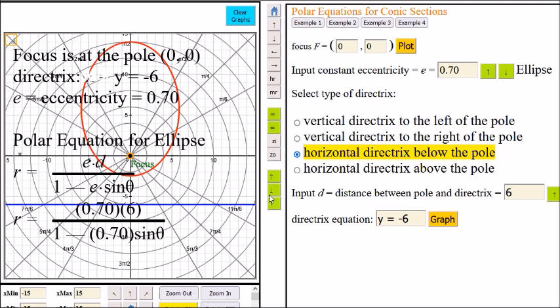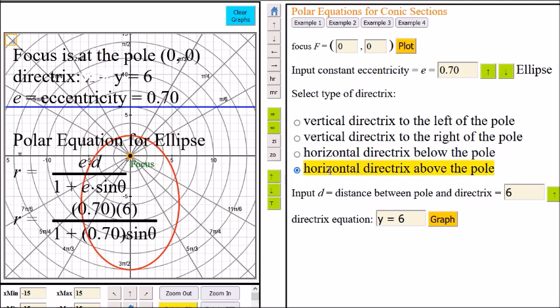The directrix could also be horizontal and below the pole. Then the corresponding polar equation will be r equal to ed divided by 1 minus e sine of theta. If the directrix is horizontal and above the pole, then the corresponding polar equation will be r equal to ed divided by 1 plus e sine of theta.